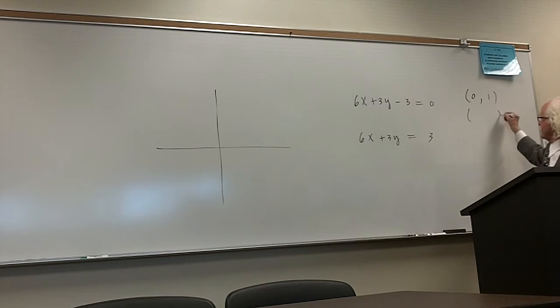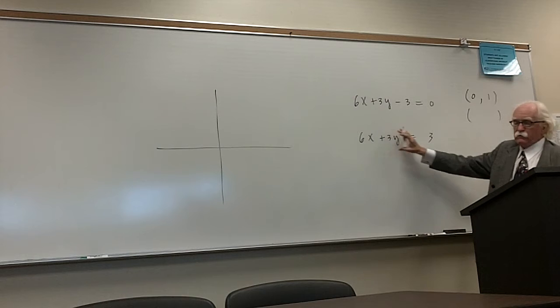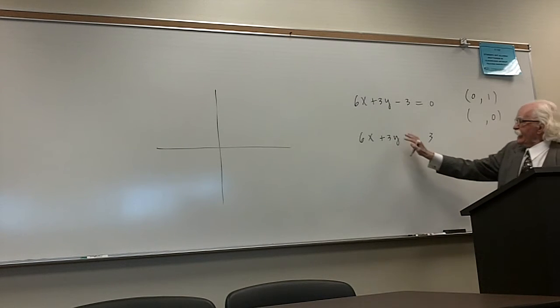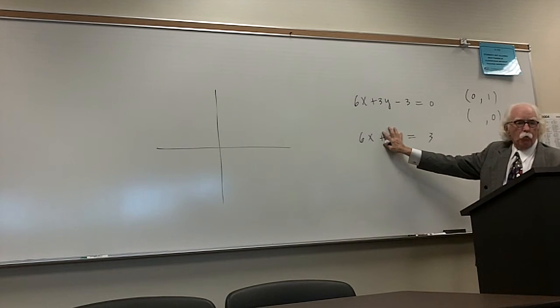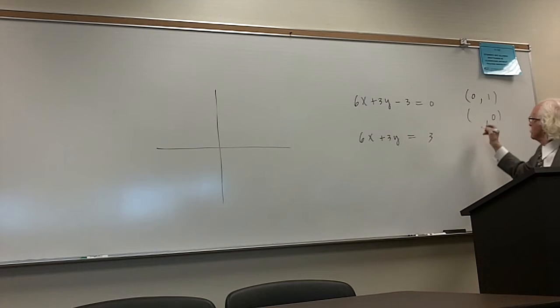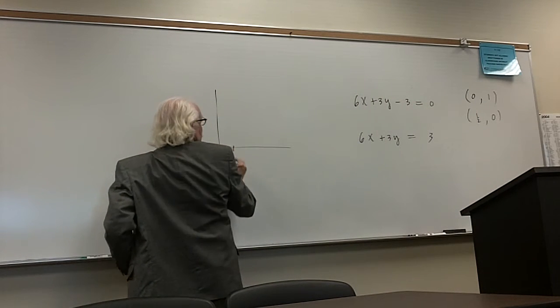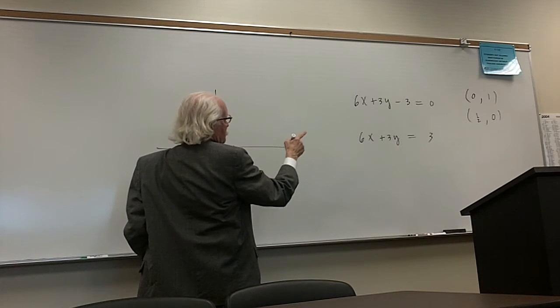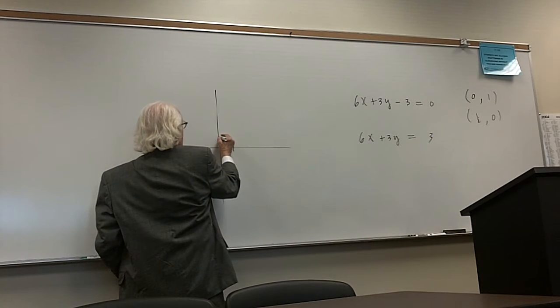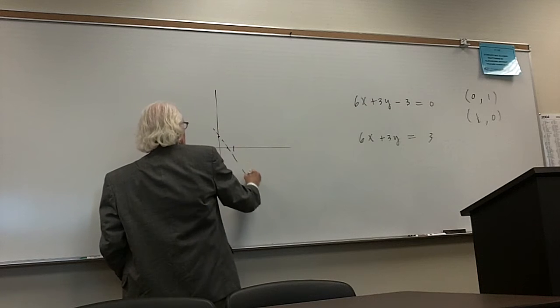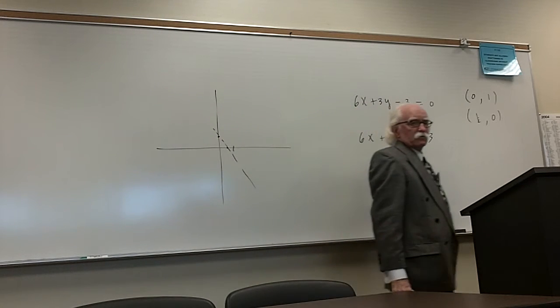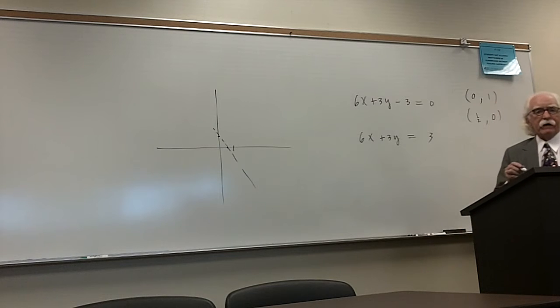Then I could come back and I could say, let's let y be 0. What is x if y is 0? Is that 1/2? Yes, 1/2. So now, look what you have. You have 1/2, that point, and you have a 0 and a 1. So guess what? You know that that line looks like that. That makes sense?